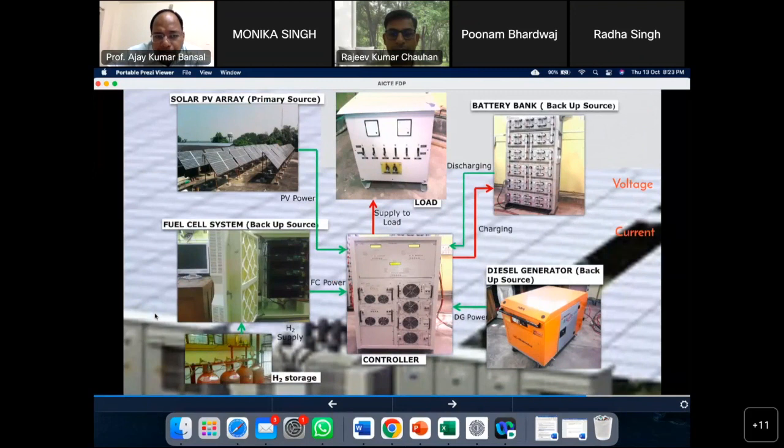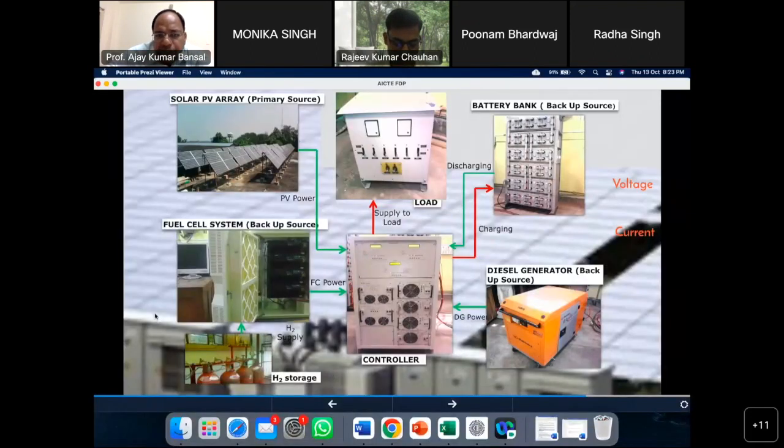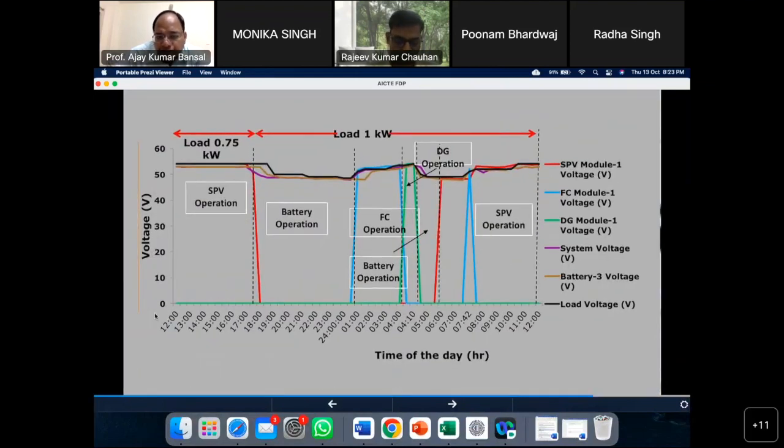We have PV power, we have a fuel cell for storage of the energy, we have a diesel generator which will be generating the energy, we have the load which has to be supplied, we have the battery bank which we require, then we have voltage versus time, we have various operating regions.